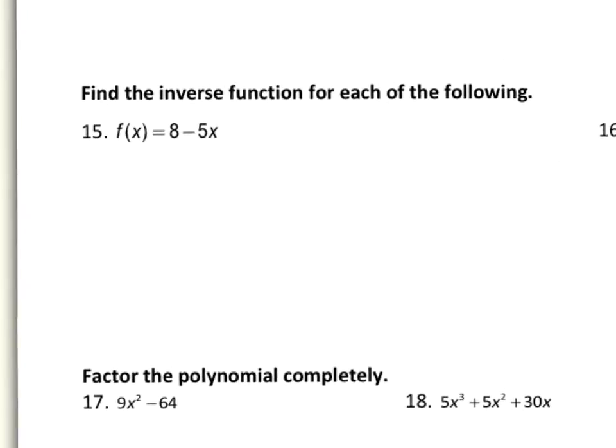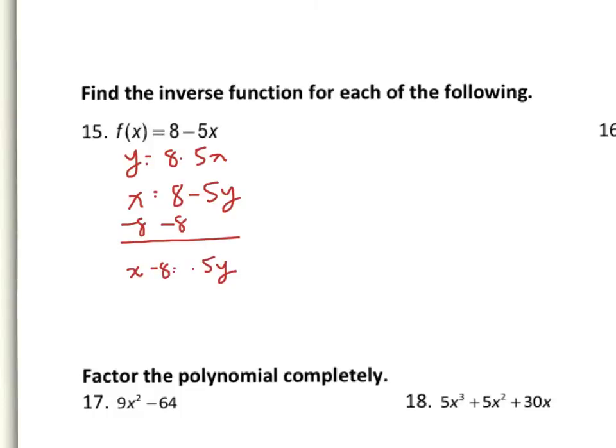So for 15, how do you find an inverse? Well, the process which we said, you start by calling this y, and then you flip x and y. So y becomes x, and x becomes y. It's like inverting it. So you're going to change your x values to y and your y values to x. So I'm going to solve for y now. I'm going to subtract 8. Okay, x minus 8 equals negative 5y. And divide by negative 5. And altogether, my inverse y ends up equaling x minus 8 all over negative 5.